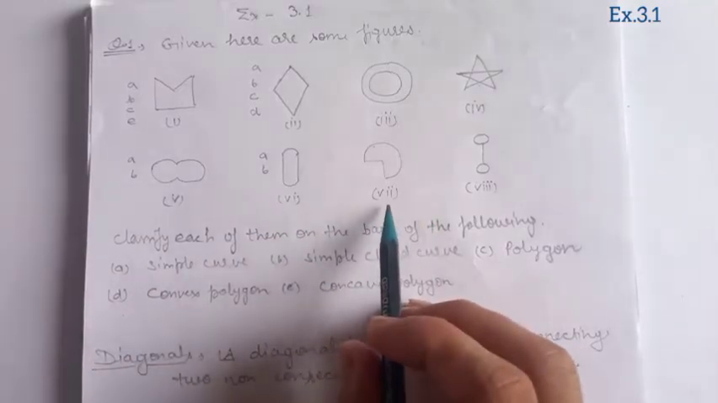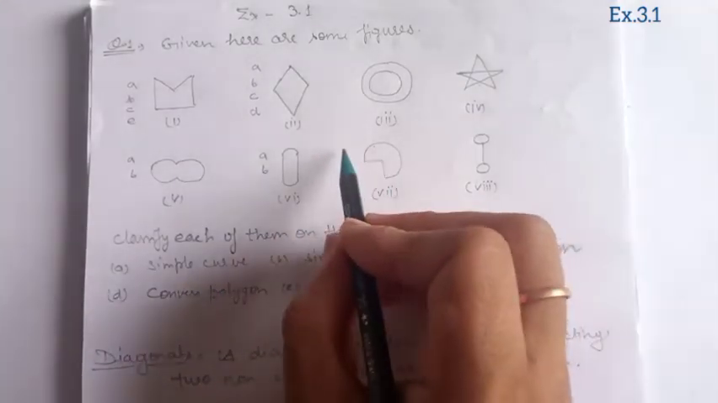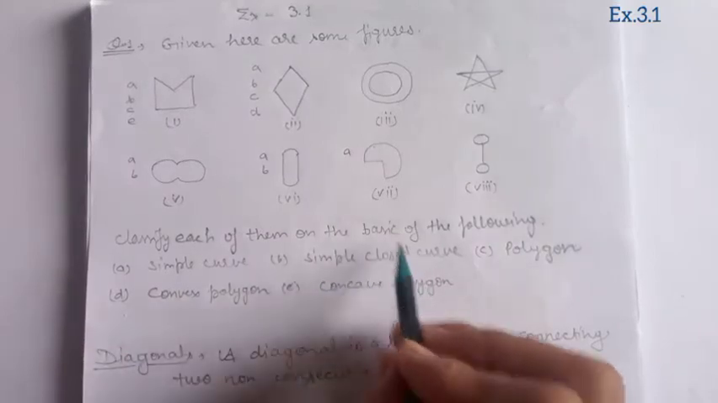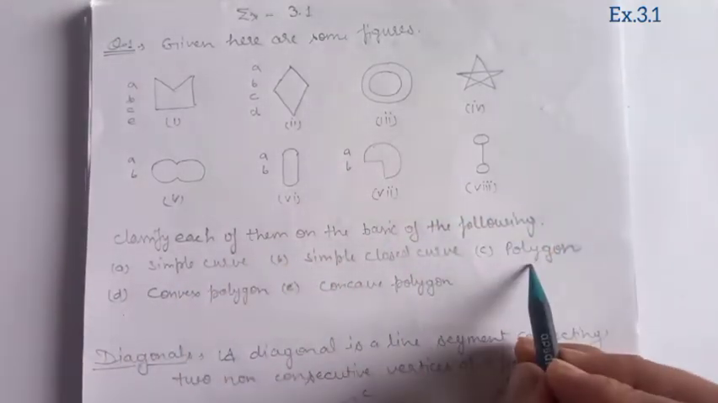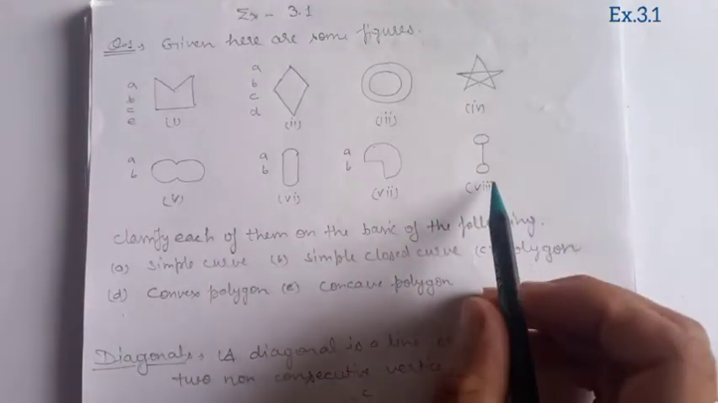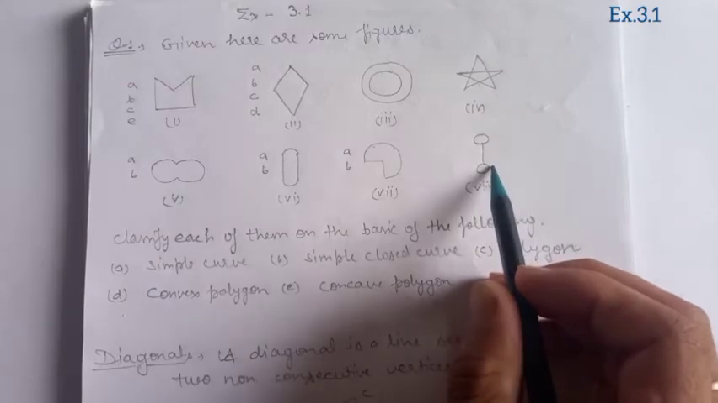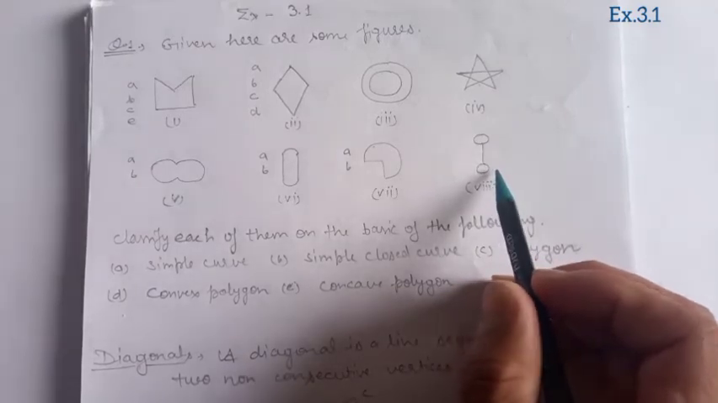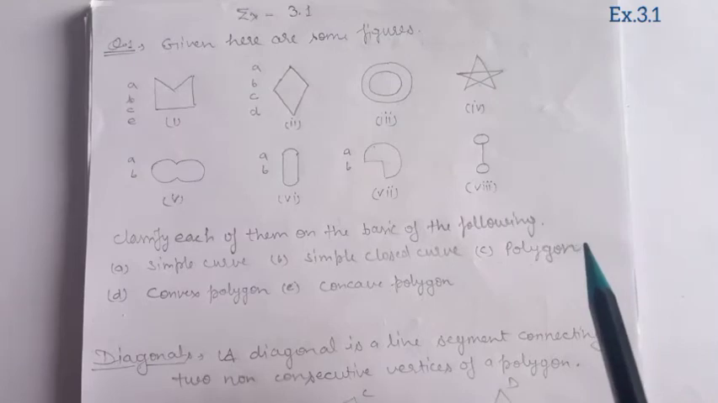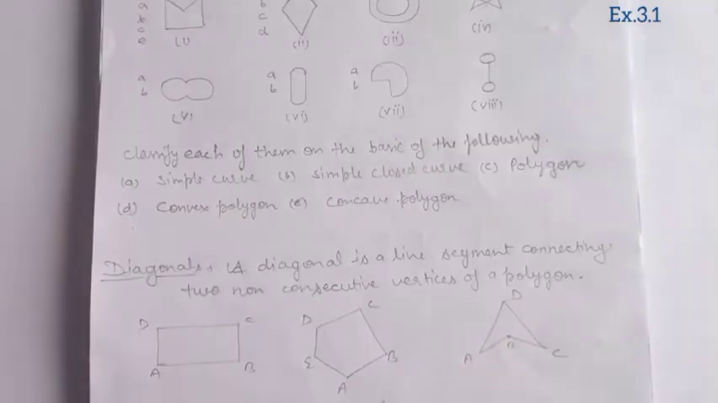Now, in the sixth part it is a simple curve, yes; a simple closed curve, yes; a polygon, no. And last, here it is a simple closed curve, no. It is not a polygon. Hope you understood, students. Before moving to question number 2, first we need to know about diagonals.